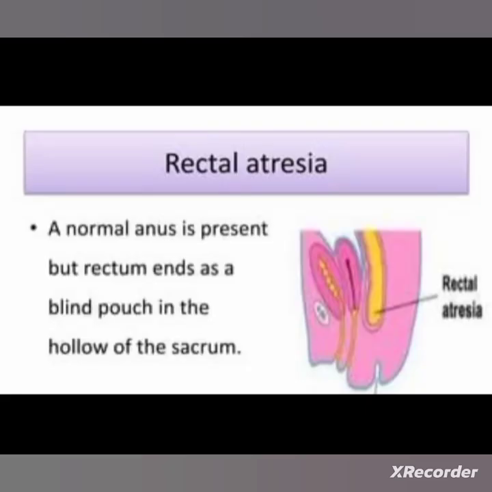Next one, rectal atresia. A normal anus is present, but the rectum ends as a blind pouch in the hollow of the sacrum. In this picture, you can see that the rectum ends blindly. It is not connected with the anal canal. There is an anal opening here, but the rectum is not connected with the anal canal. So that is rectal atresia. The rectal pouch ends blindly.